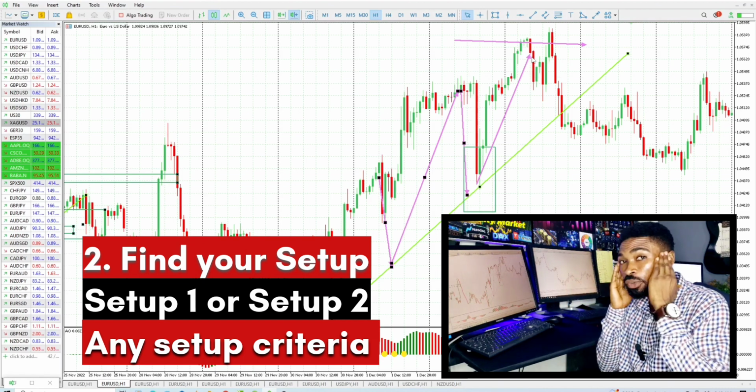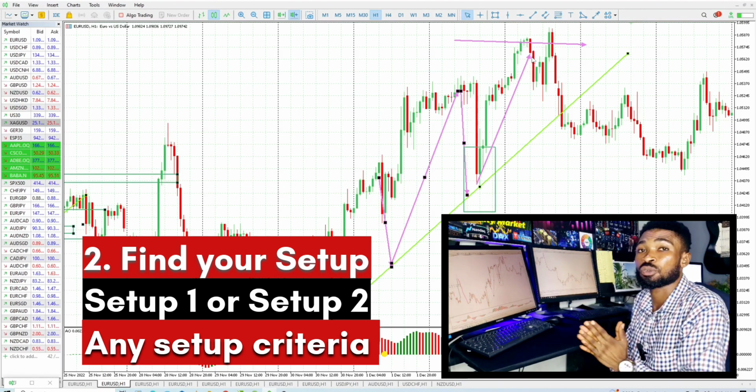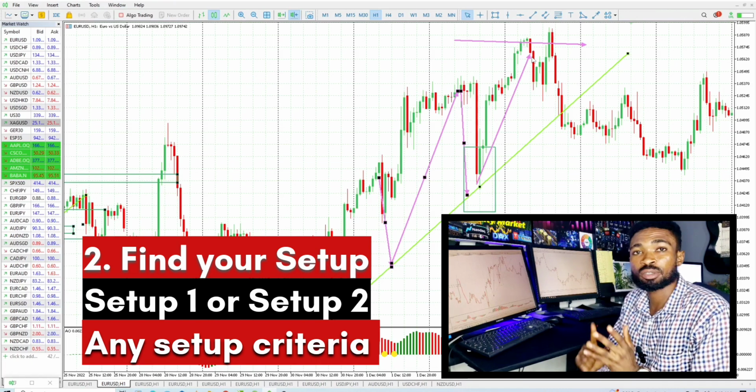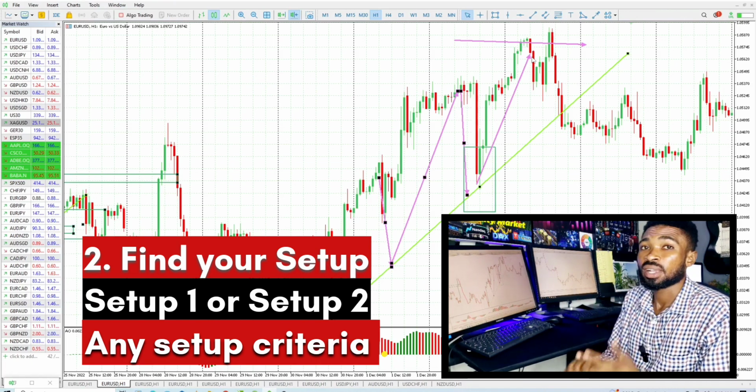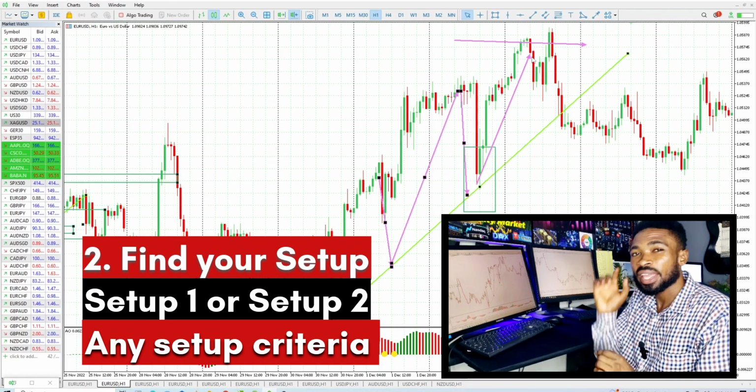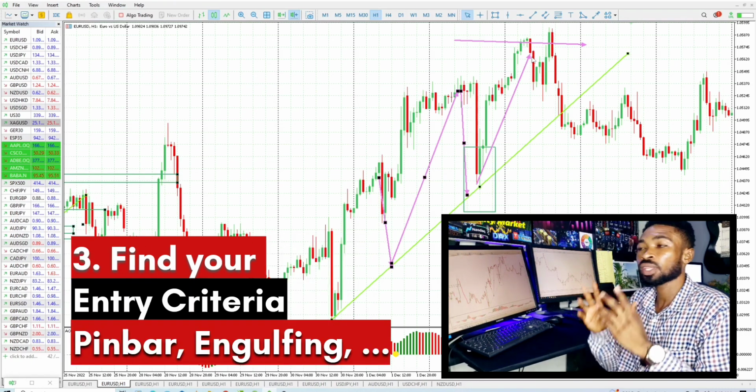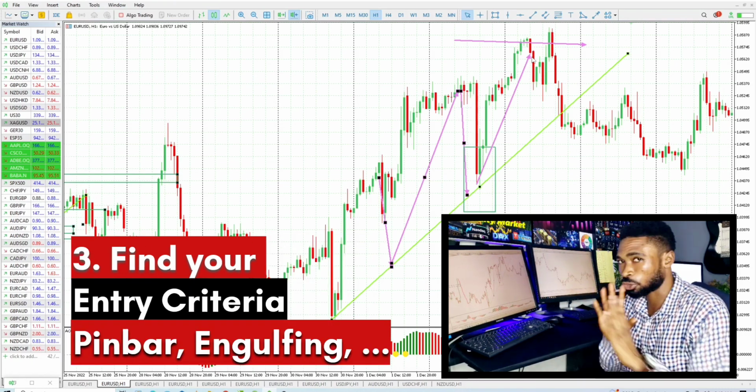So you must have the setup in your mind, right? You must have the setup in your mind before you think of taking the trade. First, identify the trend, the phase the market is in. Second, you must have a setup in your mind. And the third point is you must have an entry criteria. If you don't have these three things, don't think of trading.